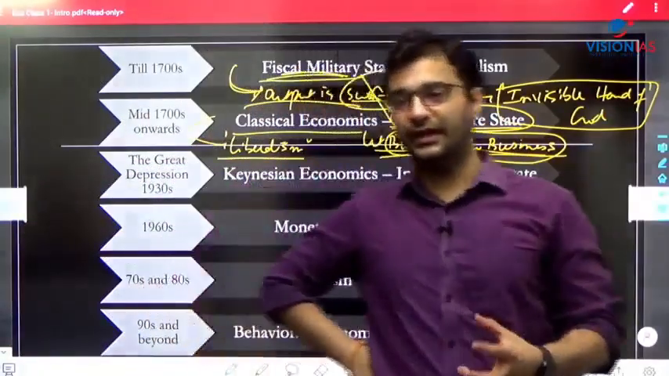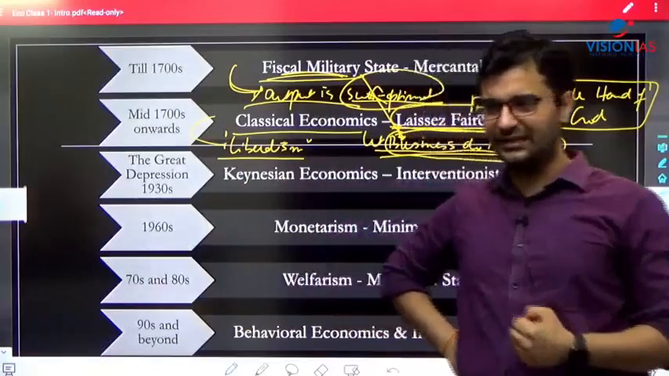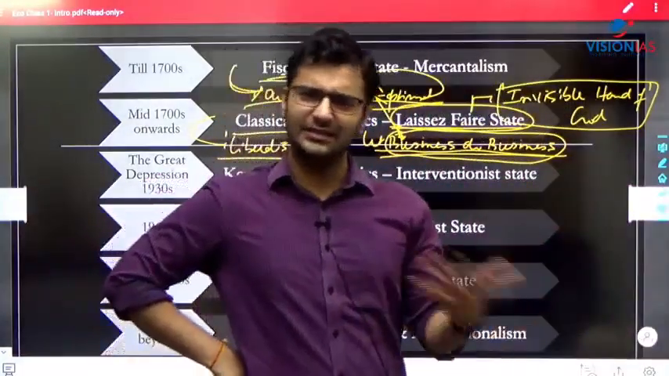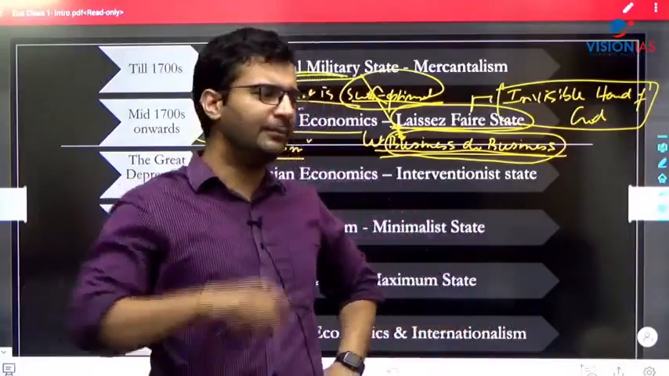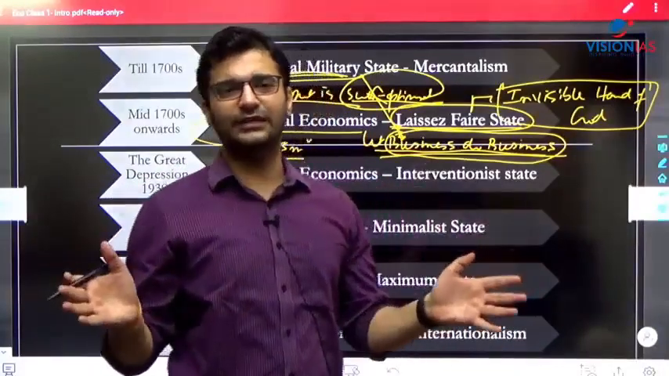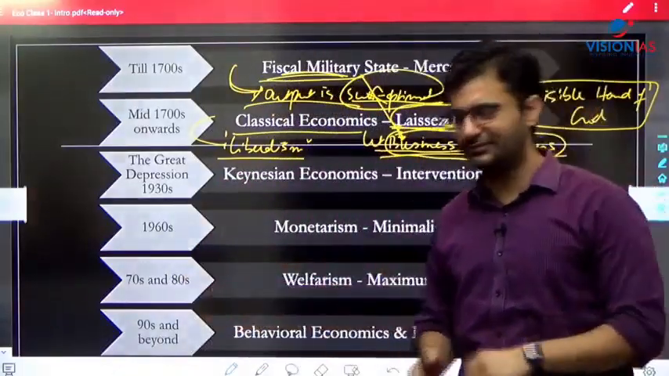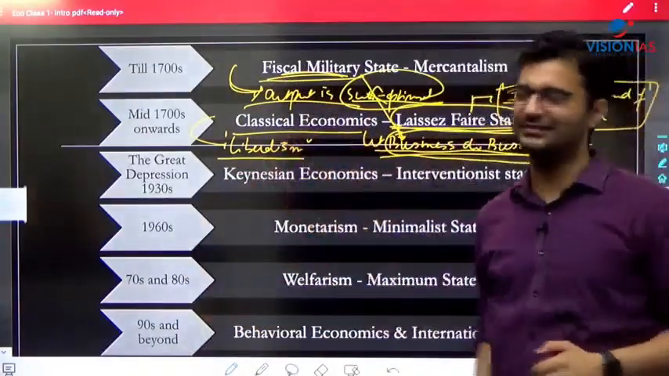What is the invisible hand of God? Classical economists are saying, no, you don't have to write this. Don't write this, there is no need to write this. This is just a story that I am telling, building up to what is to come in the future. Future means in the next 40 classes.